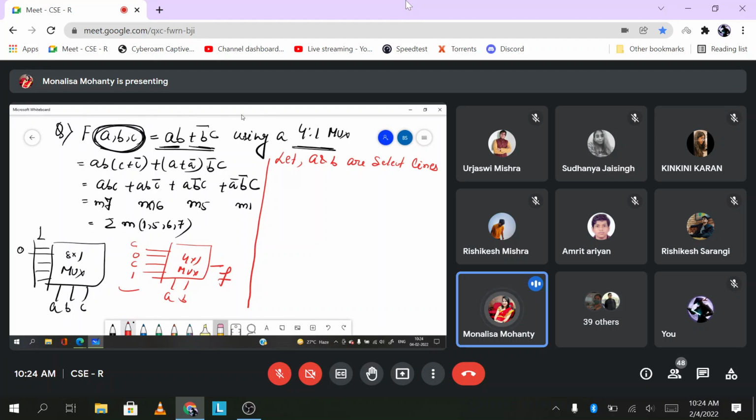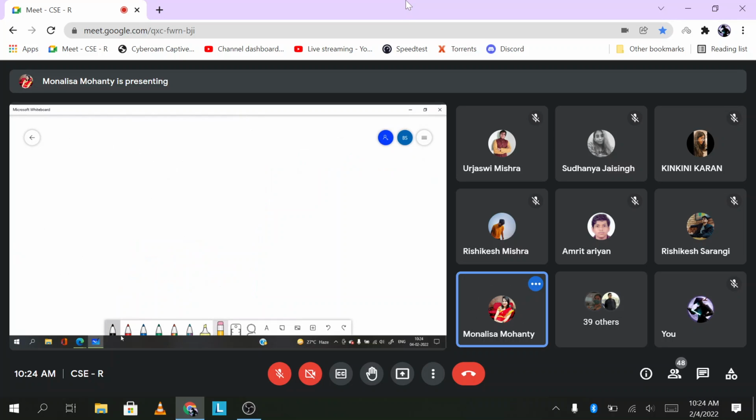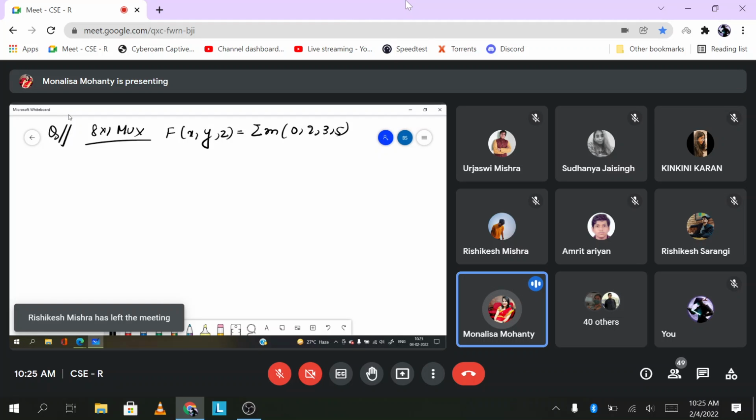Write down the next question, please. Implement the following function using 8 cross 1 mux. Given f is a function of x, y, z, summation of the mean terms 0, 2, 3, 5. It's a direct question. Okay? Just draw the diagram, connect 0, 2, 3, 5 to 1 and connect rest of the values to 0.